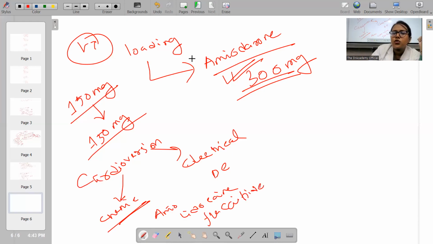So in case of VT, the choice of drug is amiodarone. And what are the drugs that you should never, ever, ever give in ventricular tachycardia? Number 1, verapamil.